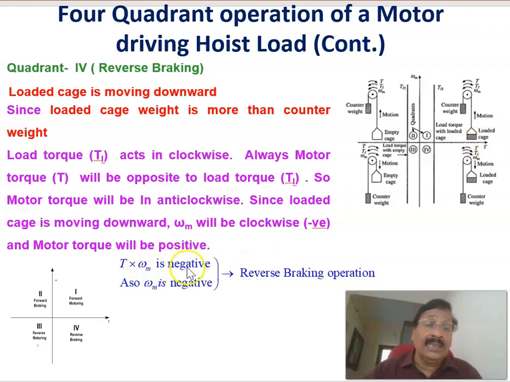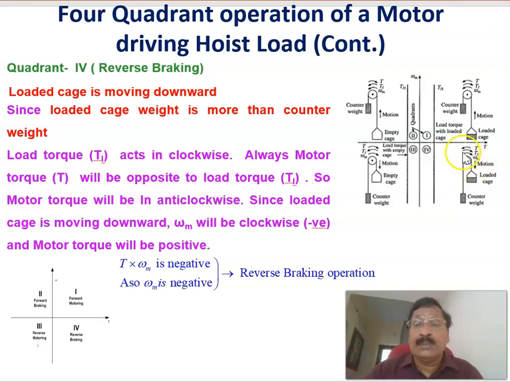T into omega is negative. Since T into omega is negative, it is called regeneration. And since omega is negative, it's called reverse. So it's called reverse regeneration or reverse braking operation. Therefore, in quadrant 4 operation, which is called reverse braking, the loaded cage is moving downward.